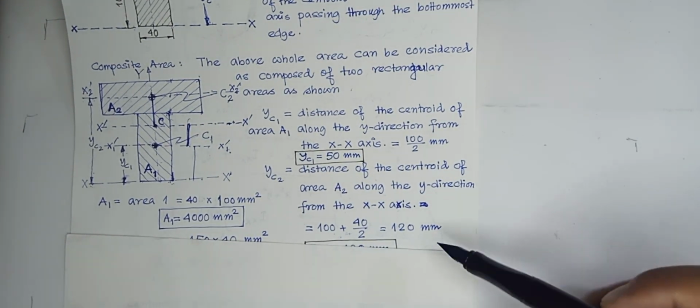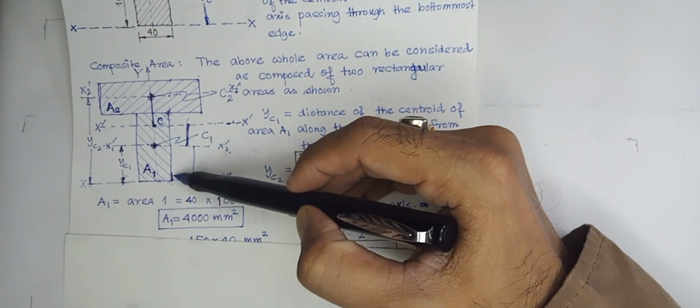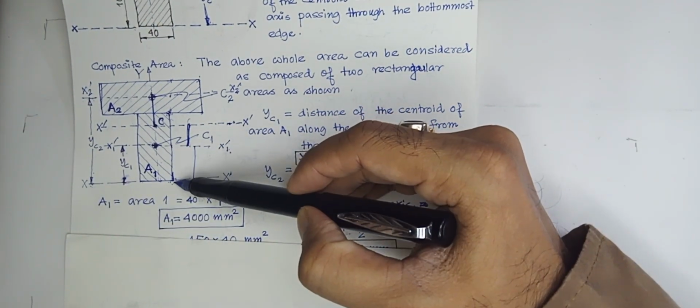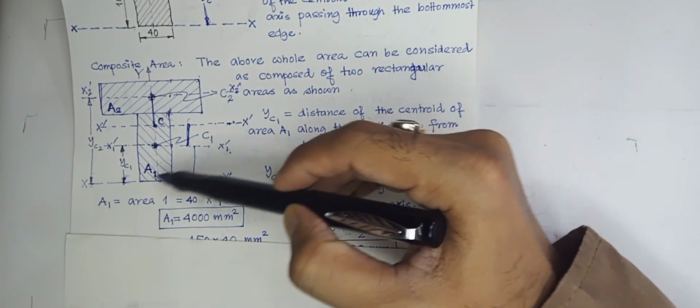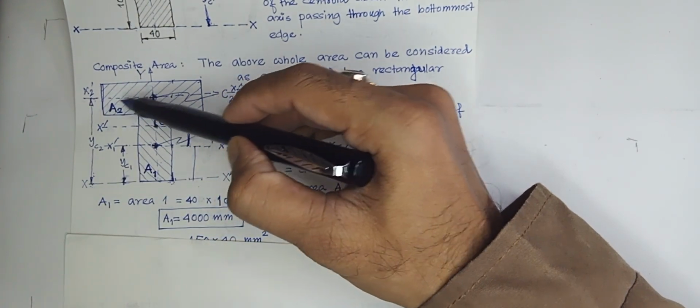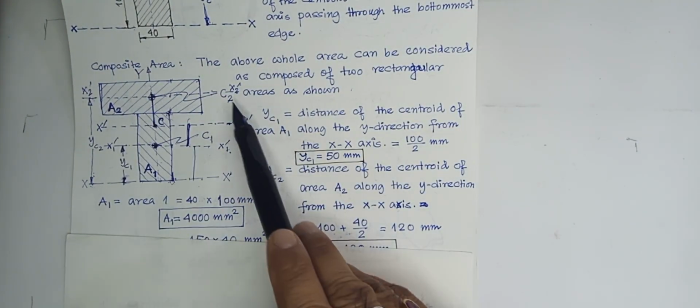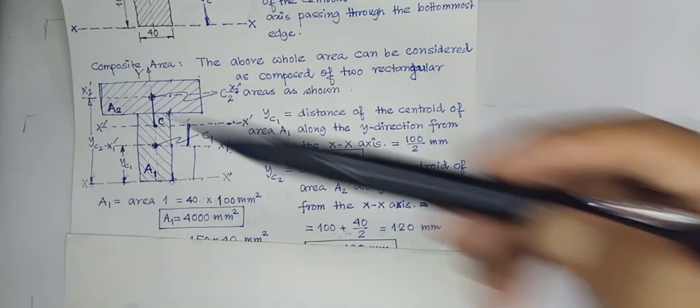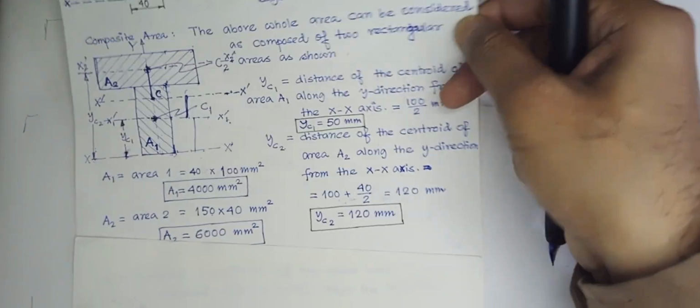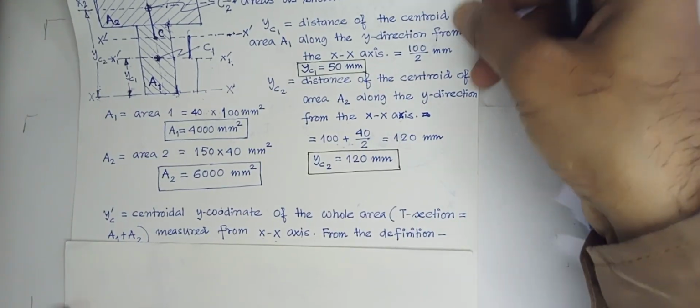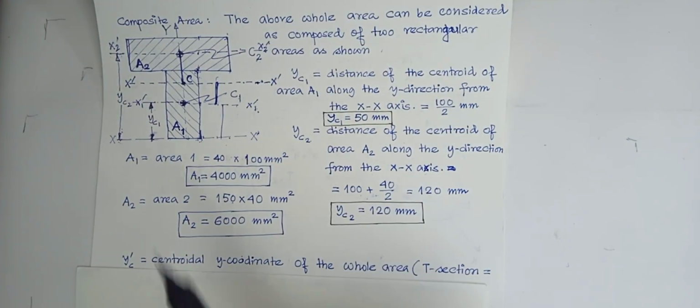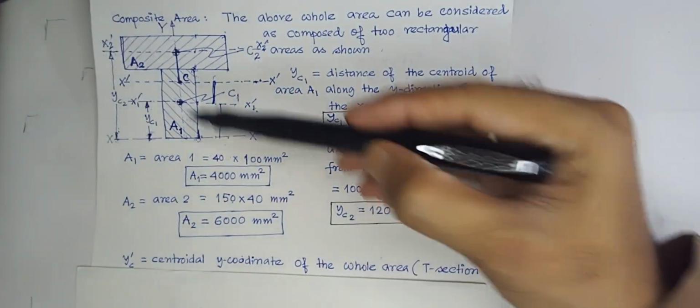Okay, I guess it is clear. So yc1 is the distance of c1 from this axis, and yc2 is the distance of c2 from this axis. So these two we know. Next, what do we do? We determine the areas. So area means basically a1 and a2.